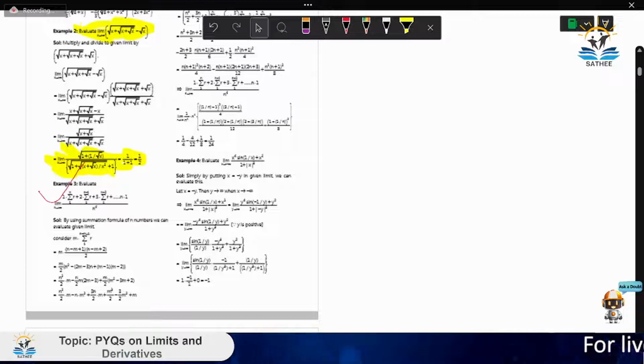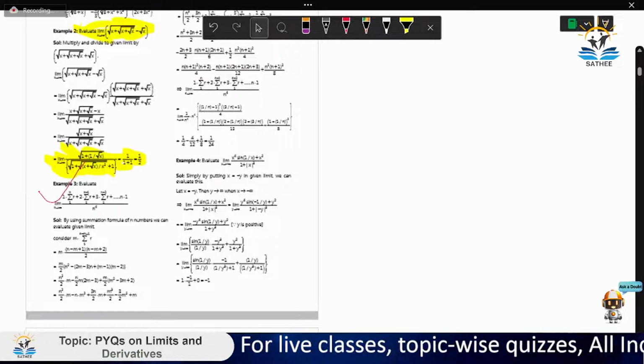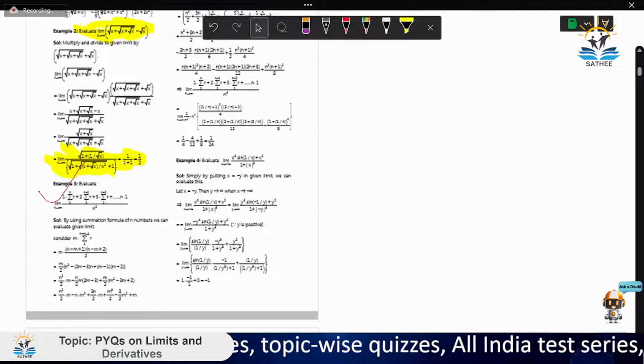X to the power 4 sine of 1 by x plus x square upon 1 plus x cube. And again, x tends to minus infinity. So why is the minus sign important here? Because there is a modulus involved, and the modulus is the power of 4. So it could cause a lot of trouble for you guys.